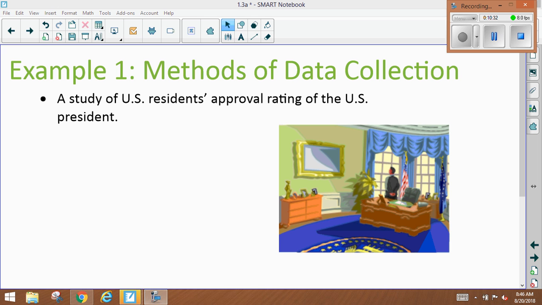All right, study U.S. residents' approval rating of the U.S. president. A survey would probably be the way to go, right? Ask people, do you like the president? It's pretty easy, yes or no. All right, fantastic. You guys are getting this. Moving along.